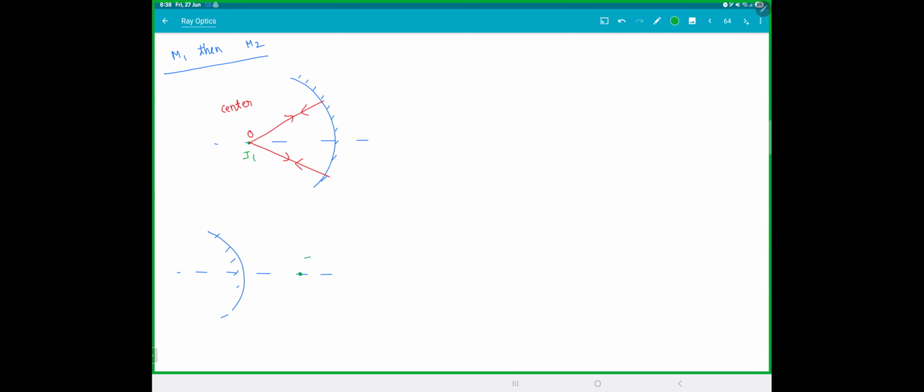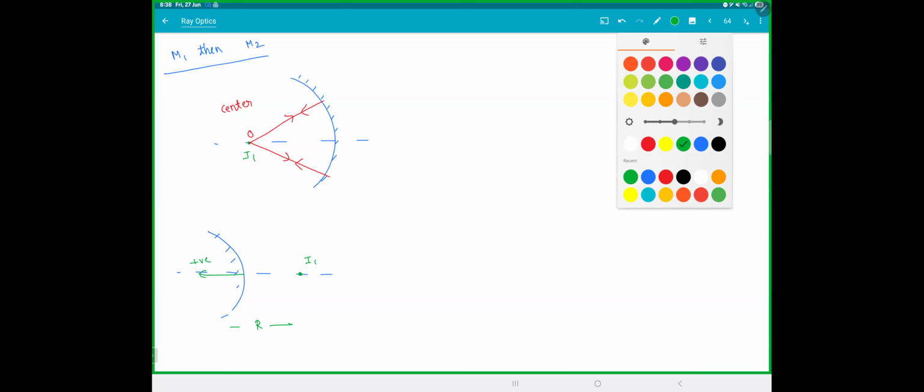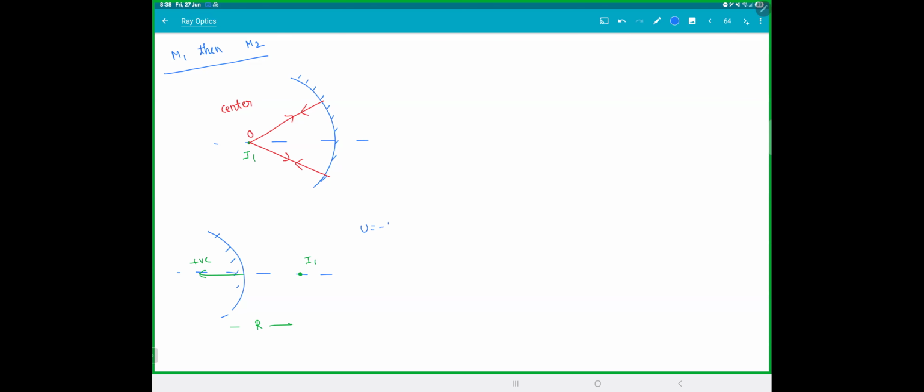This is I1, this distance is R. The direction of light is taken as positive, so U will be minus R. The focal length is R by 2. So if you put it in the formula, 1 by V plus 1 by minus R is equal to 2 by R. We get V is equal to R by 3. This is your first image, R by 3 from M2. Is this making sense? So first you find the image in M1, then find the image of that in M2. That is the meaning of two reflections, isn't it?